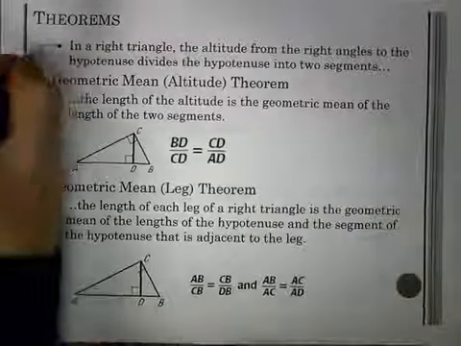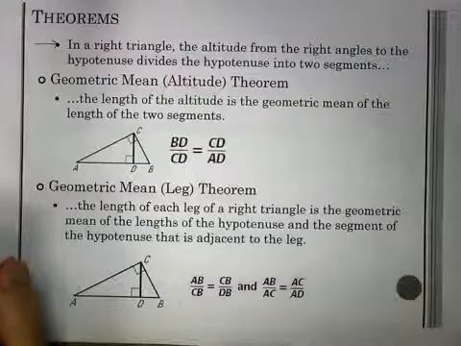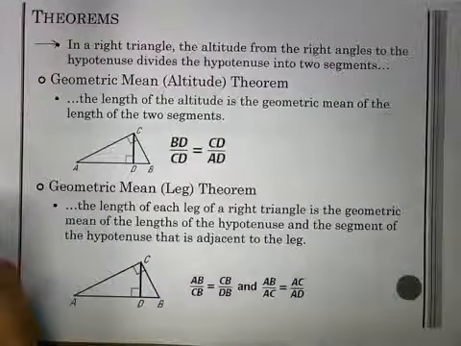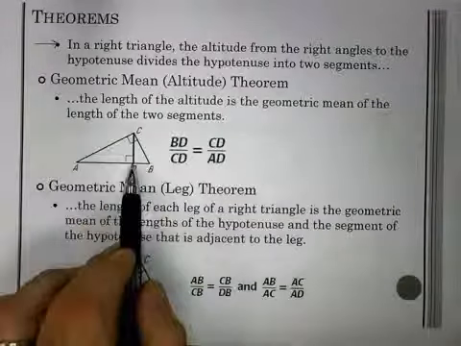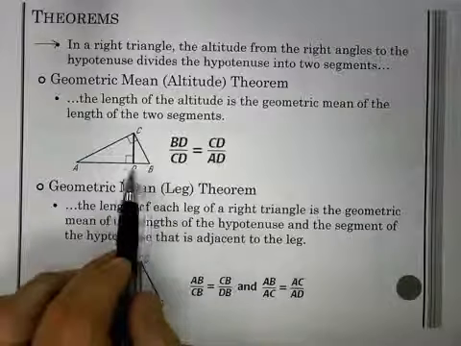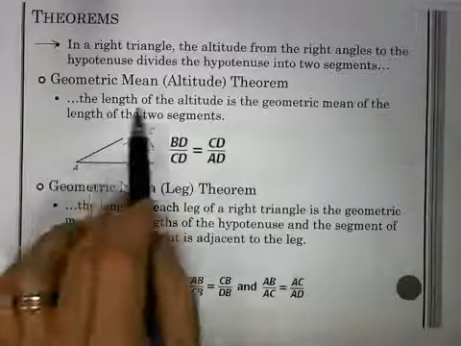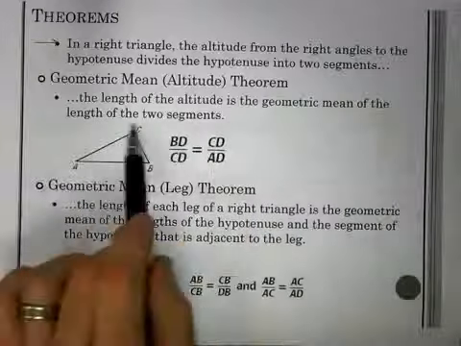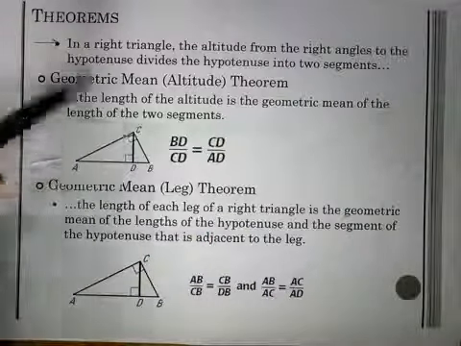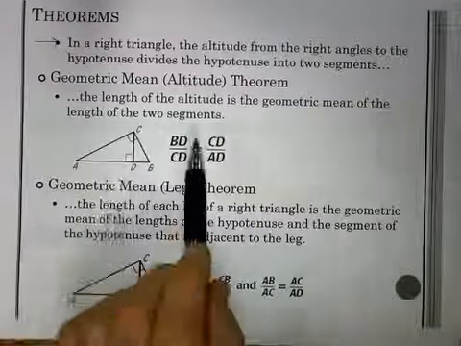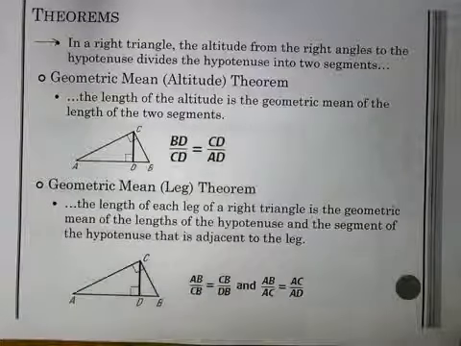Both of the theorems start with this setup, which says in a right triangle, the altitude from the right angle to the hypotenuse divides the hypotenuse into two segments. Or this type of setup. I have the altitude, I have AD, I have BD as my parts. That happens in both of them. This one finishes with the length of the altitude is the geometric mean of the length of the two segments. So it's saying this altitude is a geometric mean of these two parts, which we have in the proportion. We're going to look in a minute how to simplify that, make it a little easier.